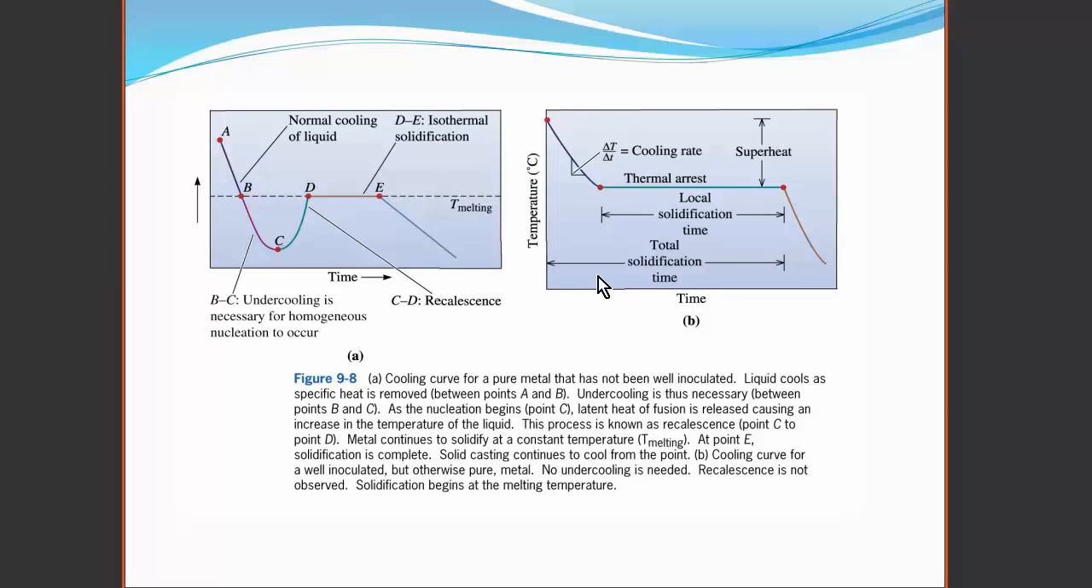Also marked on here is the total solidification time, which is the time from when the melt is poured to when all of the melt liquid solidifies. The local solidification time is the time between when the material starts to solidify and when it stops solidifying.